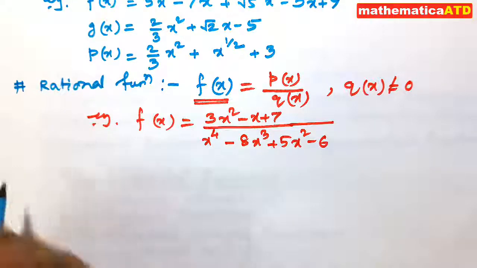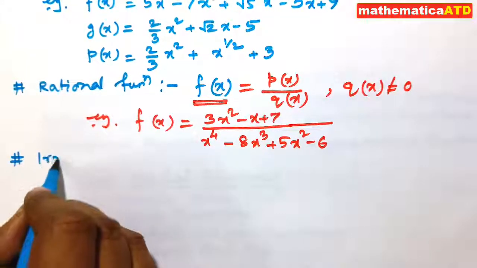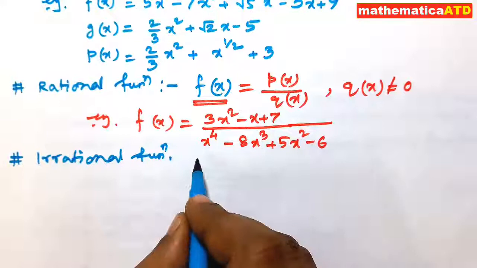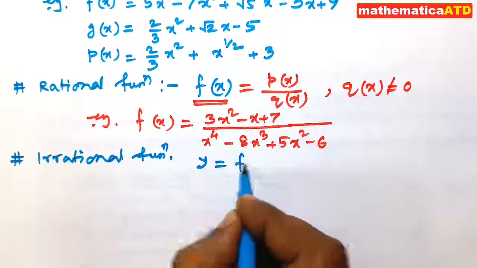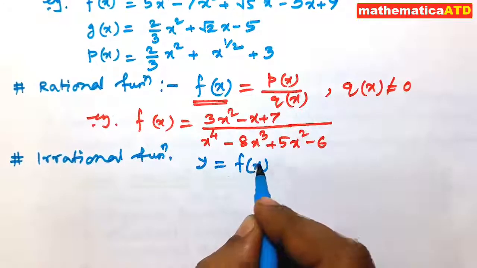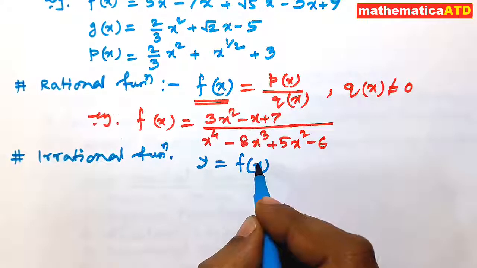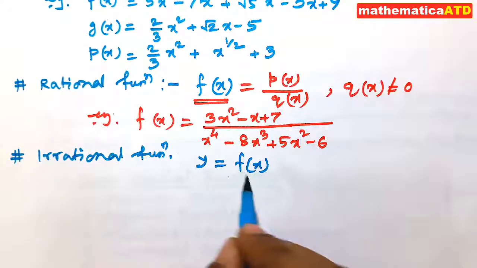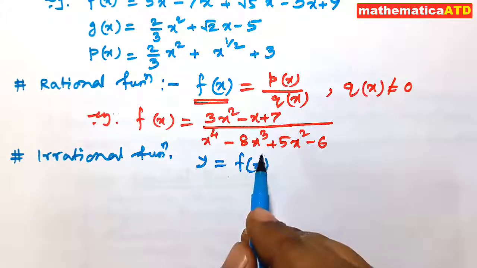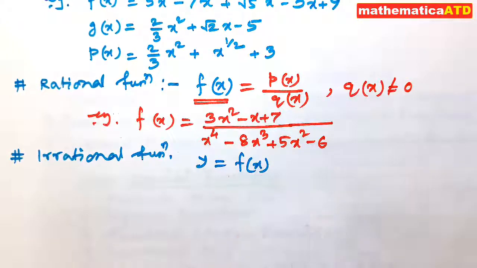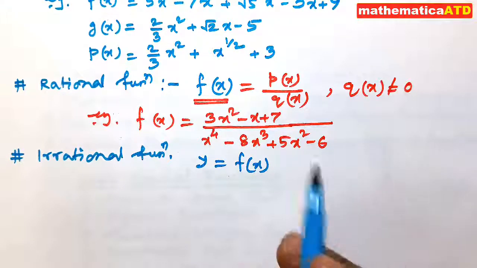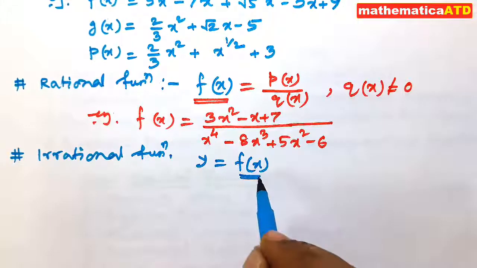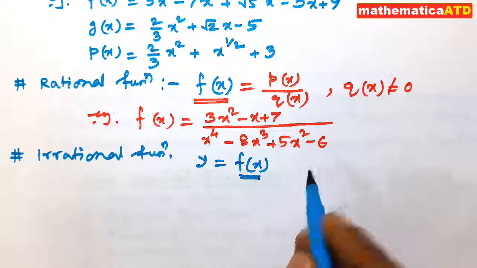Next is irrational functions. Friends, let us consider that y is equal to f(x) be a function. Operations of addition, subtraction, multiplication, division, and raising to a power with non-integral rational exponent. This is very important. Raising to a power with non-integral rational exponents, when performed on the right hand side of the function y is equal to f(x), is irrational.